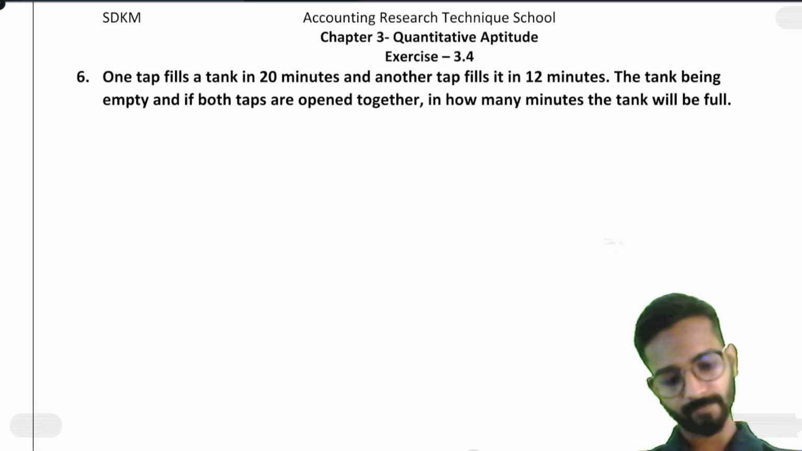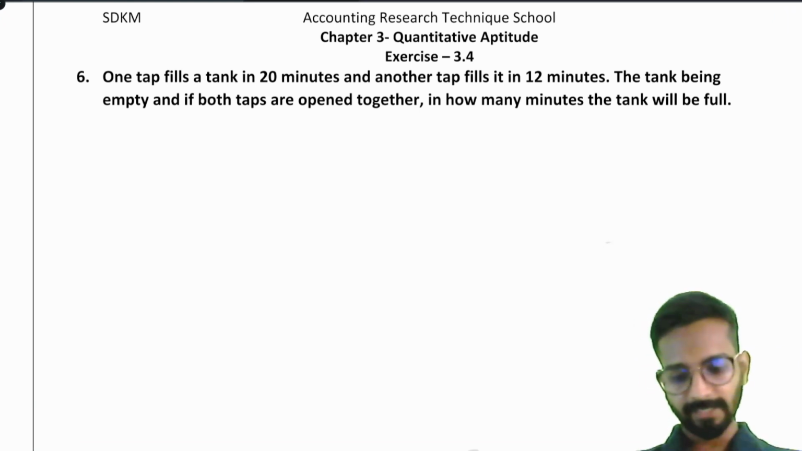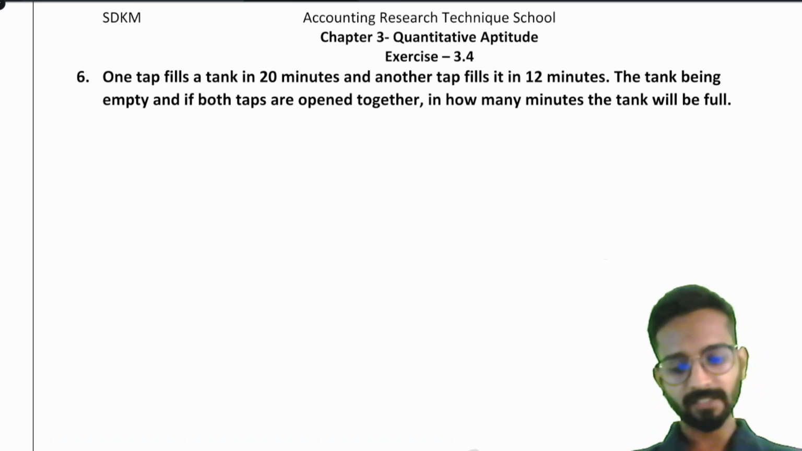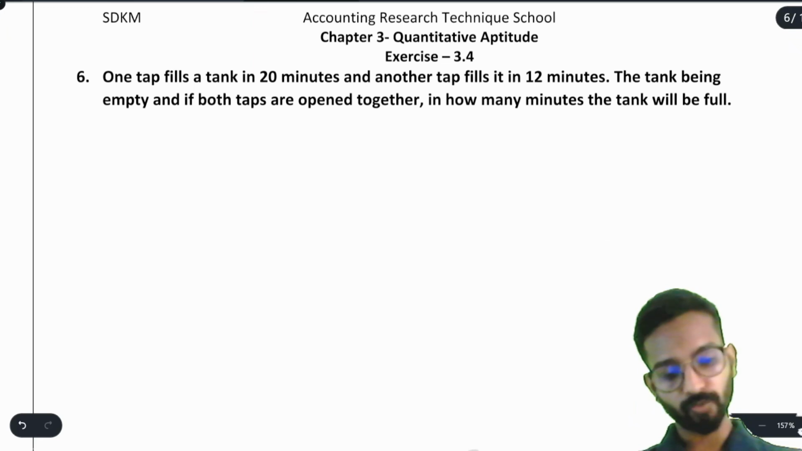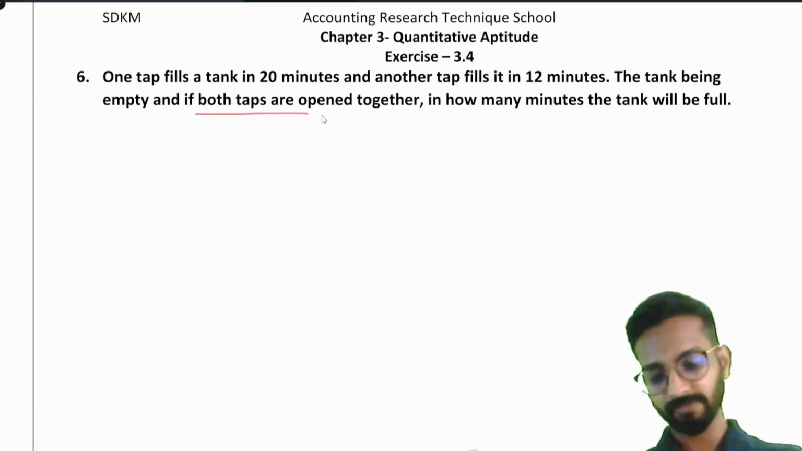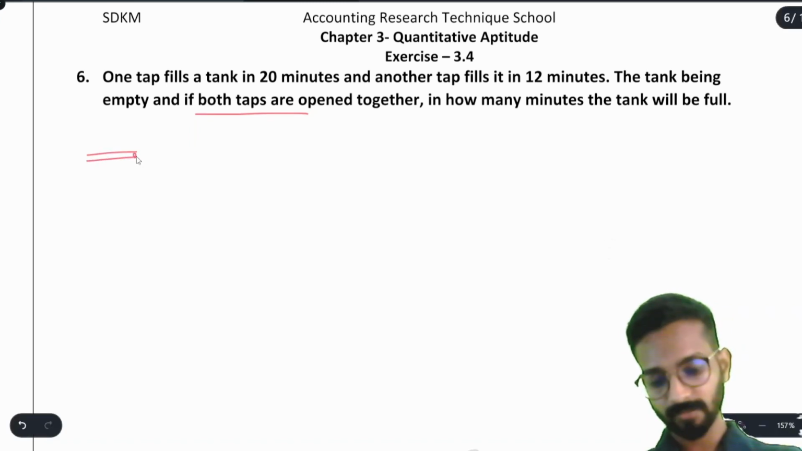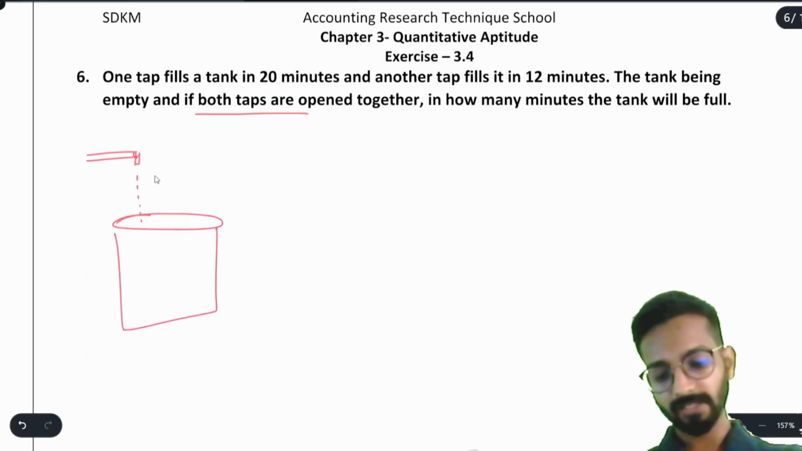See, let's see. One tap fills a tank in 20 minutes, okay, and another tap fills it in 12 minutes. The tank being empty, and if both the taps are open together, in how many minutes will the tank be full? Understand first this. Here we have one tap. Now this tap is filling the tank. They are saying it will take 20 minutes to fill the entire tank.